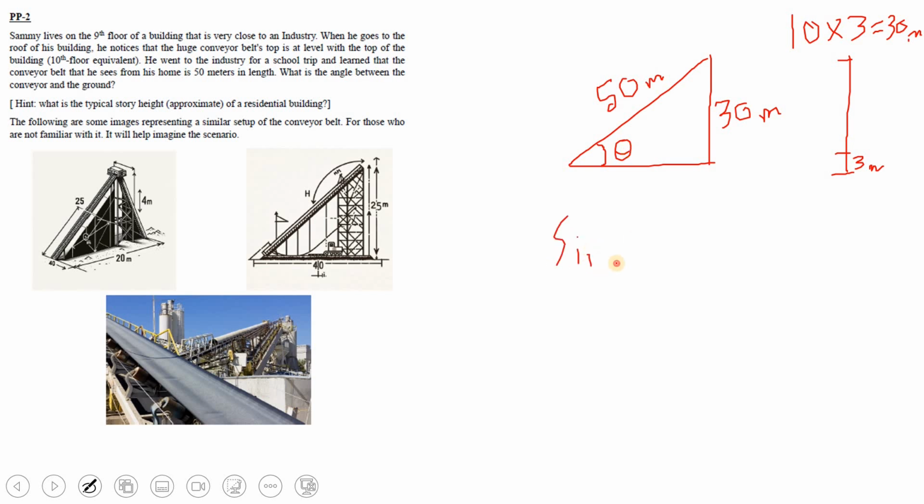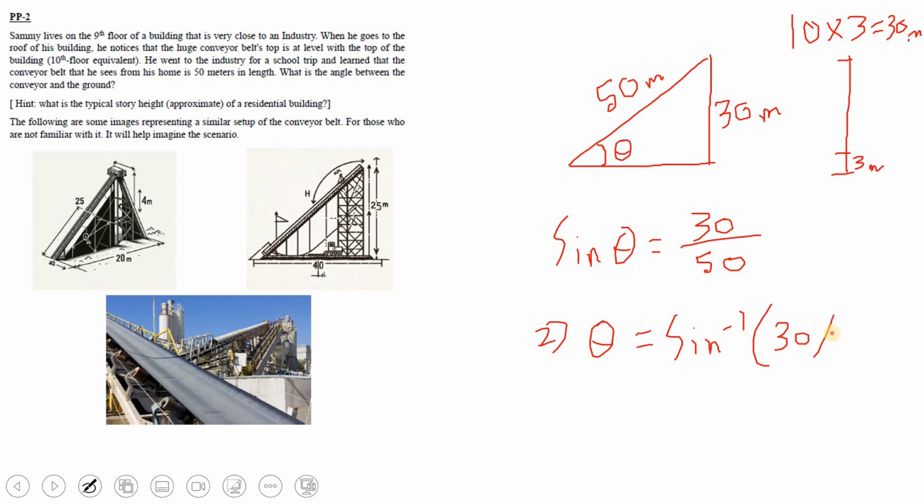So we have our formula: sine theta is equal to, in this case, 30 by 50, and then if we want to know theta, we'll have sine inverse of 30 by 50, which comes out to be, let me just check, I haven't done this previously, sine inverse of 30 divided by 50 comes out to be 36.87 degrees.